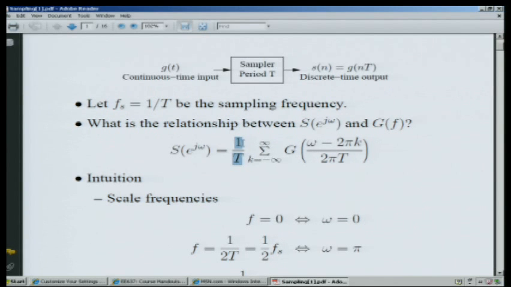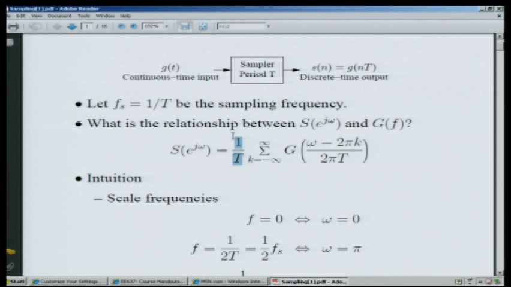Okay. So this is just an amplitude factor of 1 over t. As the samples get closer together in time, the amplitude of the signal at DC increases. That makes sense because if you take more samples, the total sum of the samples increases by the factor 1 over t, right?